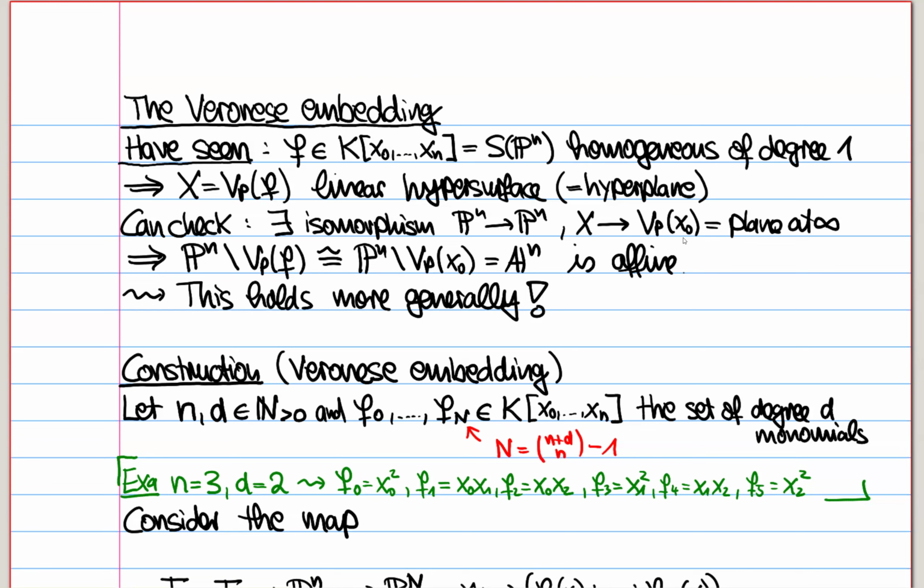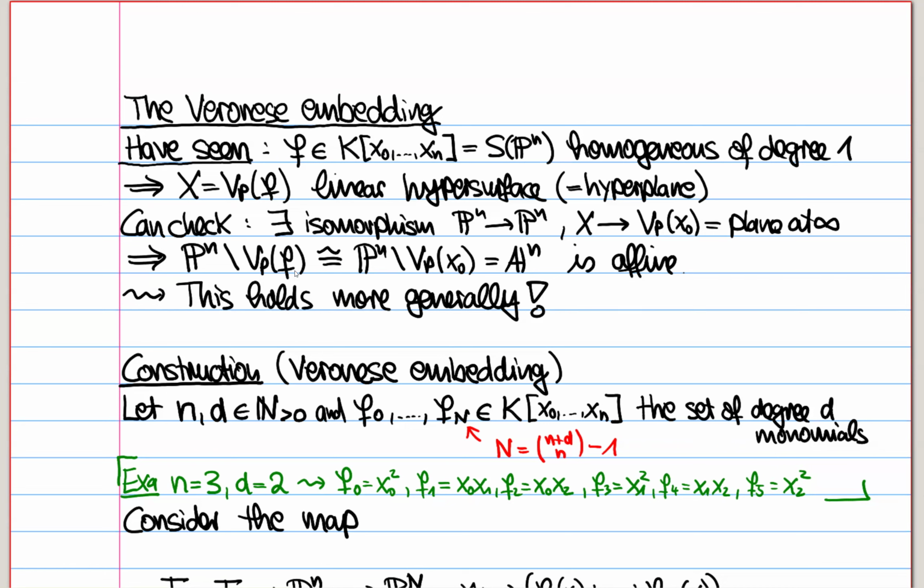And with this observation, we can see that the complement of this hyperplane gets sent by this isomorphism to the complement of the hyperplane at infinity, and we know what that is. That is just affine space An. And so what this shows is that if from Pn we remove a hypersurface of degree 1, then we get an affine variety. And this statement holds more generally for hypersurfaces of arbitrary degree. And this is what we're going to show.